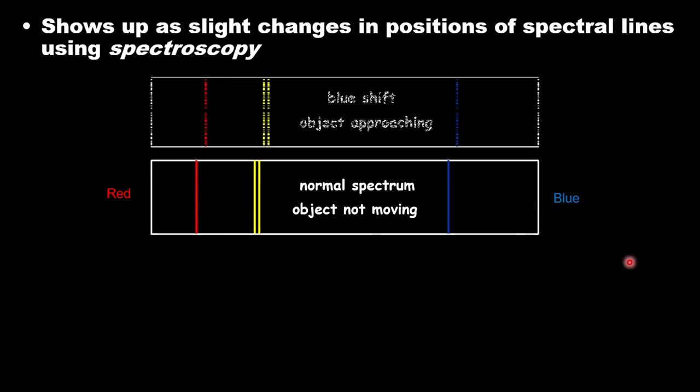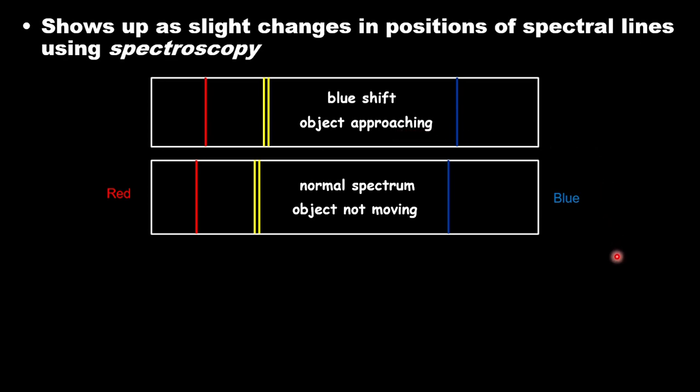Now, what if on a spectrum of that star you notice this? So notice that all these lines are shifted towards the blue end of the spectrum, and they're all shifted by the same amount. So what was 656.3 nanometers might now show up as 652.8 nanometers. So it's become shorter wavelength, and that's because this object is approaching us, and you have a blue shift.